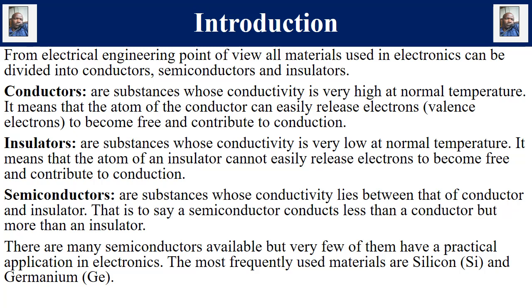Then, what is an insulator? These are substances or materials whose conductivity is very low at normal temperature or at room temperature. That is, they do not allow electricity to pass through them easily. It means that the atoms of an insulator cannot easily be released from the valence band into the conduction band to become free electrons. Then semiconductors. These are materials whose conductivity lies between that of a conductor and an insulator, and to expound on that, they conduct less than a conductor but more than an insulator.